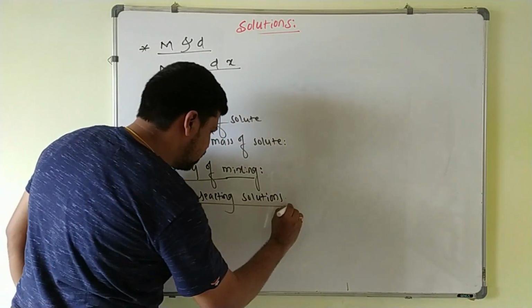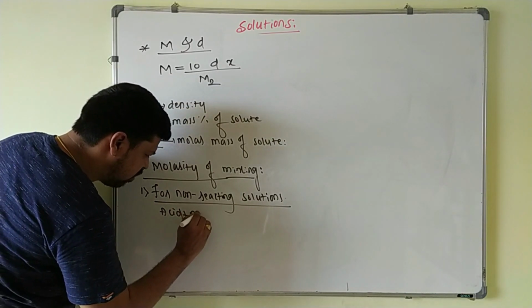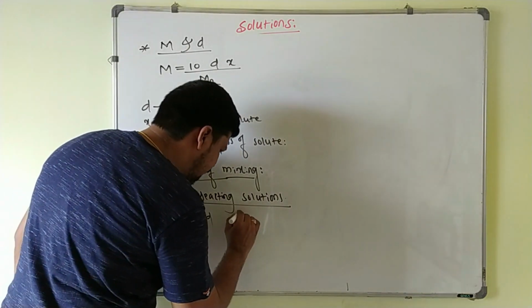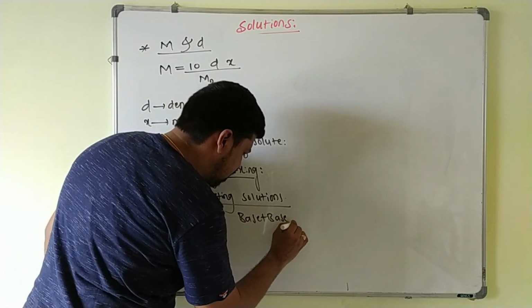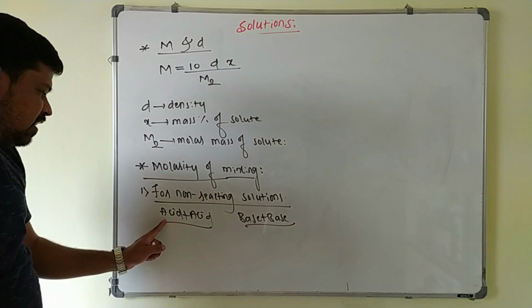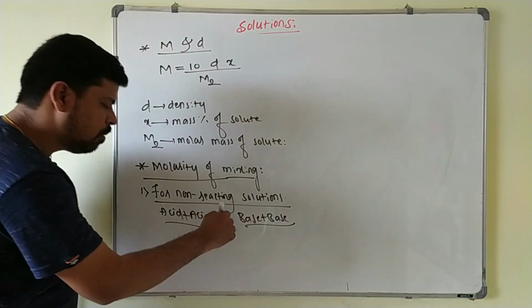For non-reacting solutions, you can add acid plus acid, or you can add base to base, so that they will not react with each other here. Acid is added to another acid, or base is added to another base. These two are the possibilities here.